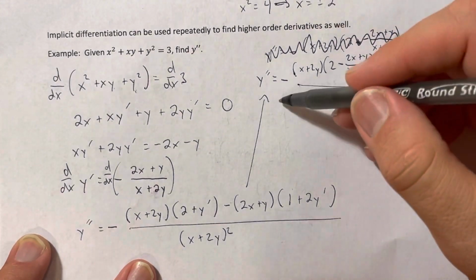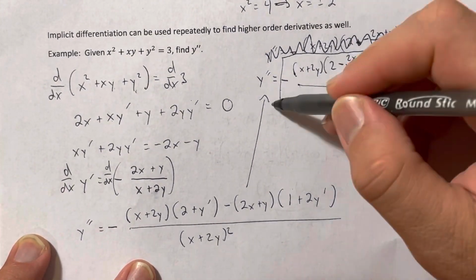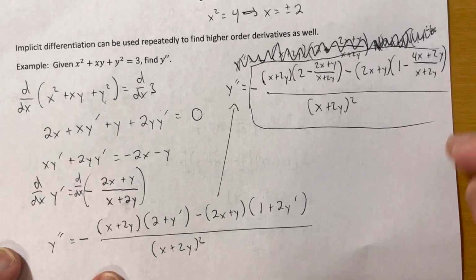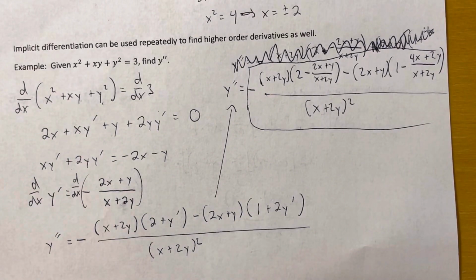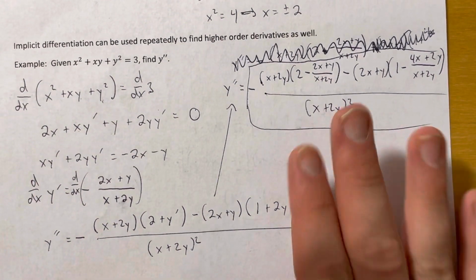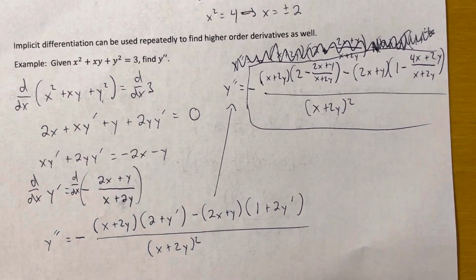Now there's probably a lot of simplification I could be doing with this, but for the sake of time I'm not going to worry about that, because the point of this was to see how to find y double prime having already found y prime using implicit differentiation. So it's messy. I could probably make this look better, but I'm just going to leave it like that for now. Okay, let's go ahead and stop this video here.